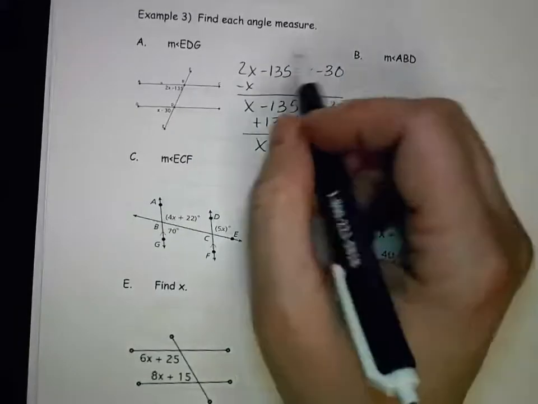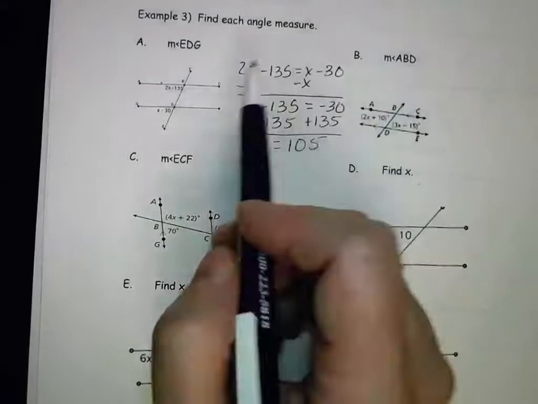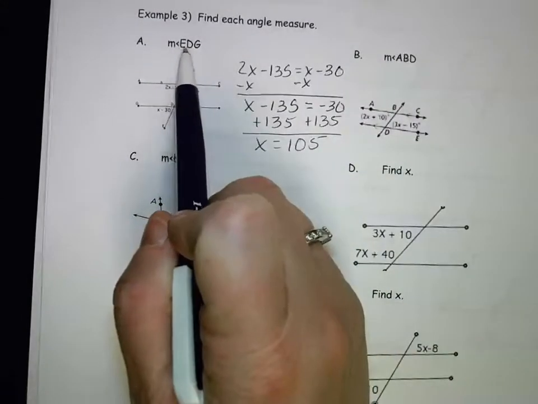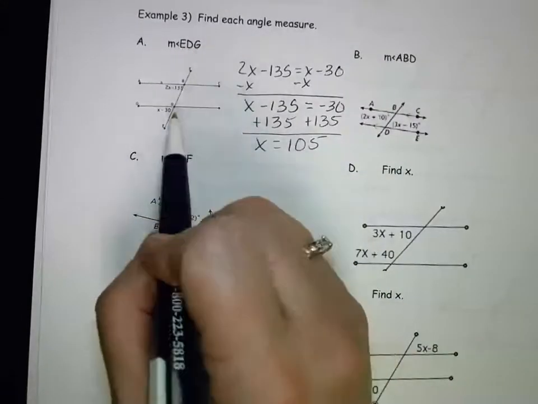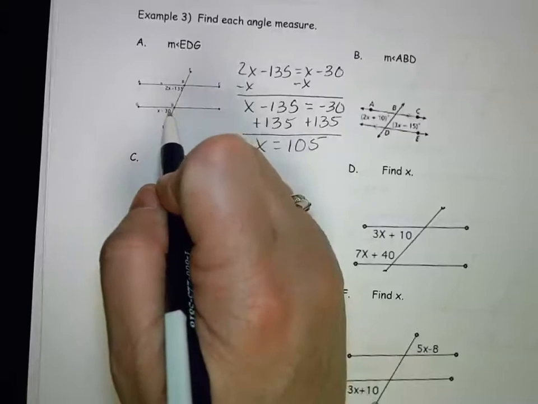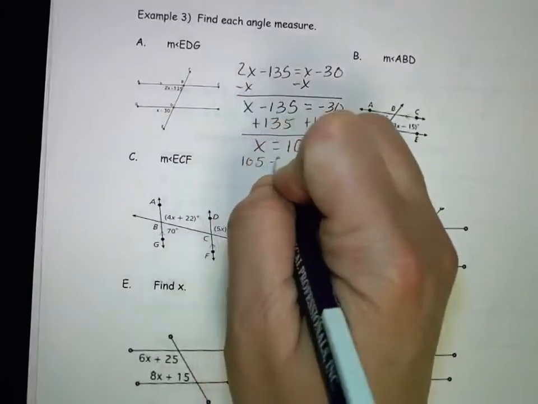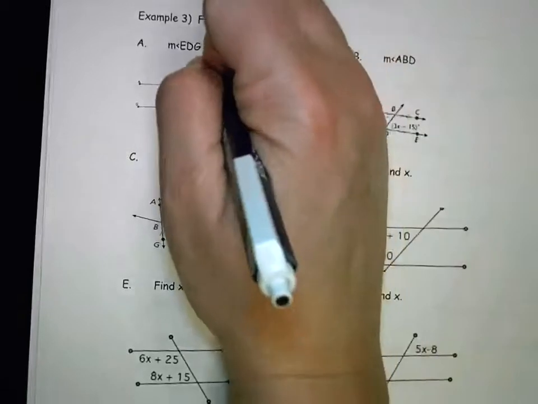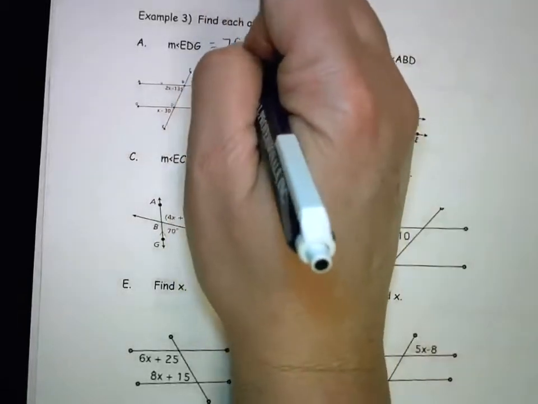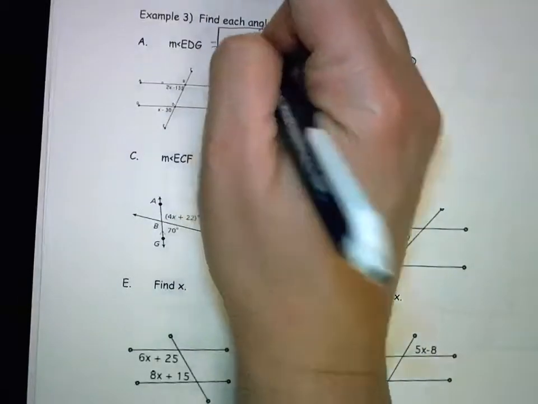Now be careful, we've done all this work and this is all correct, but we were asked to find angle EDG, which is right here. So we need to do 105 minus 30, which is 75 degrees.